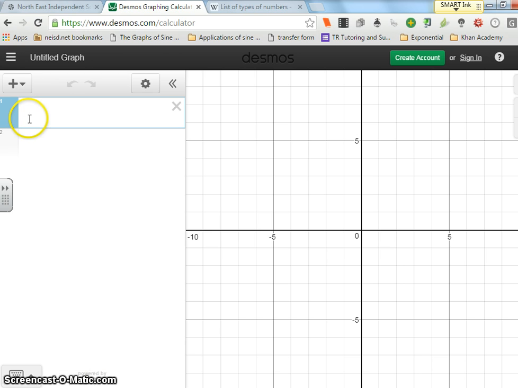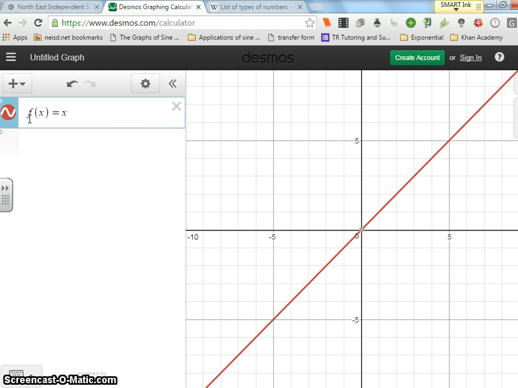right in this bar here is where we type in the equation. So we can either type it in as y equals and then type in the equation, or that's probably the easy way. Or you can use function notation as well and get the same result.